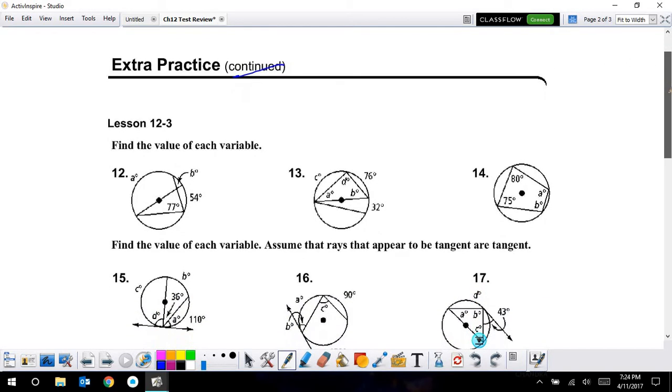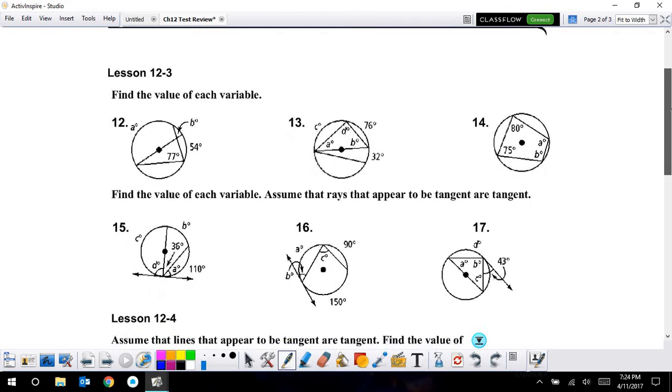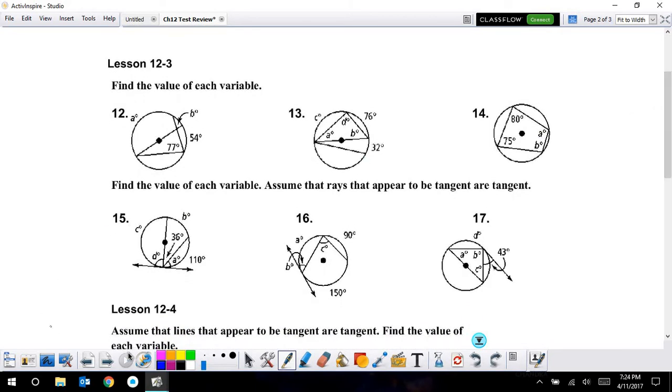For 12-3, what you have to do here is find the missing angles. So 12-3, we had a couple different rules that we were dealing with. So the first one was back to that inscribed angle piece. So remember, inscribed angle is half the arc. We also looked at that at 12-1.